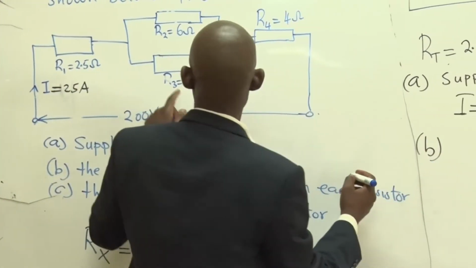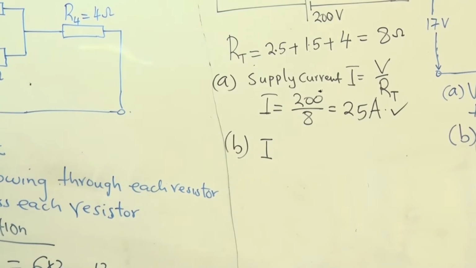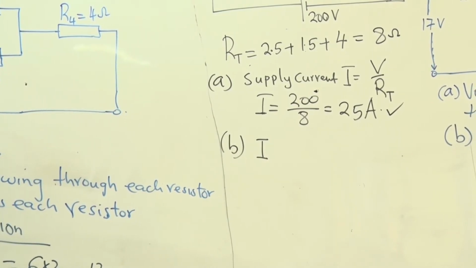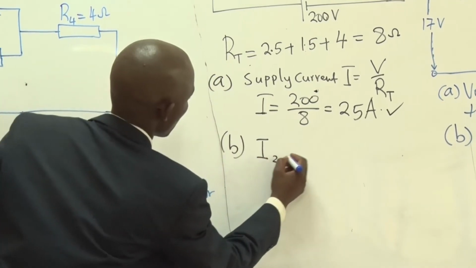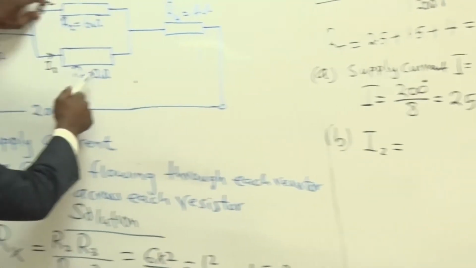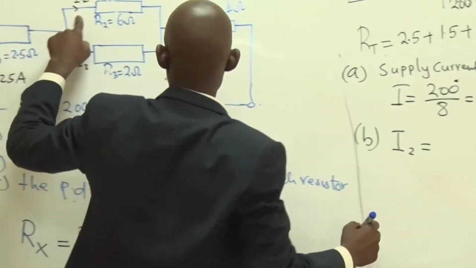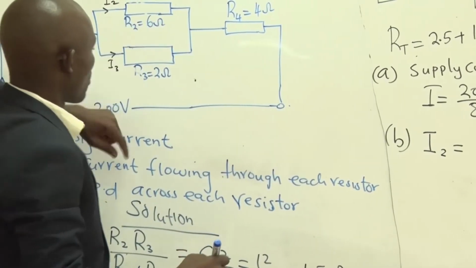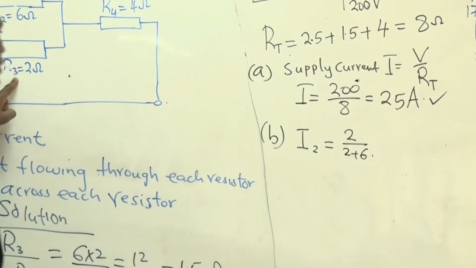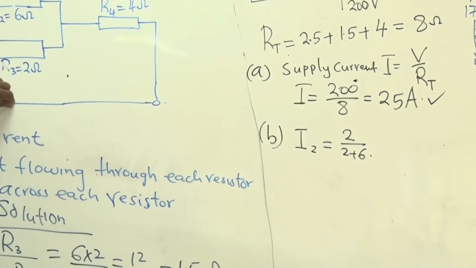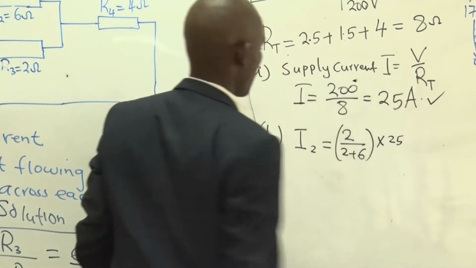So we are saying, if you want to get the current, let us say this is I3, and this is I2. If you want to get I2, you use this resistor. If you want to get I3, you will use this resistor. So we want to get I2, you'll use this resistor over the total. So we will use 2 divided by 2 plus 6. So I've used this resistor against the total, which will be times the total current, which is 25.